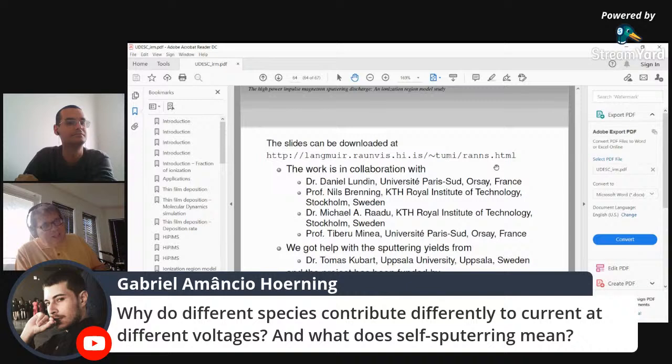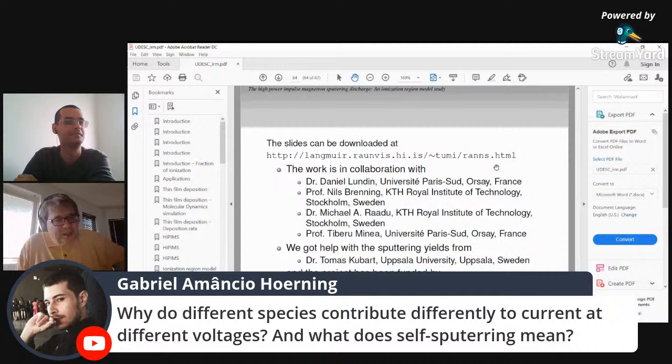So it means that a metal atom is sputtering off another metal atom of the same type. So that is self-sputtering. Okay, thank you.